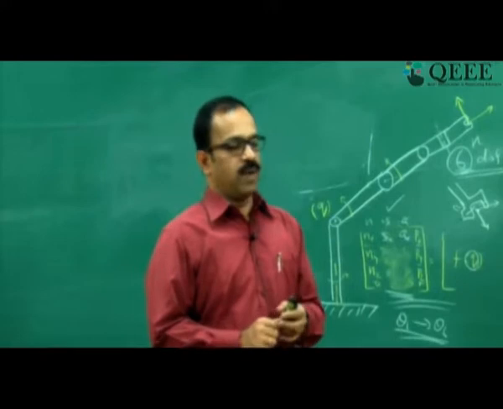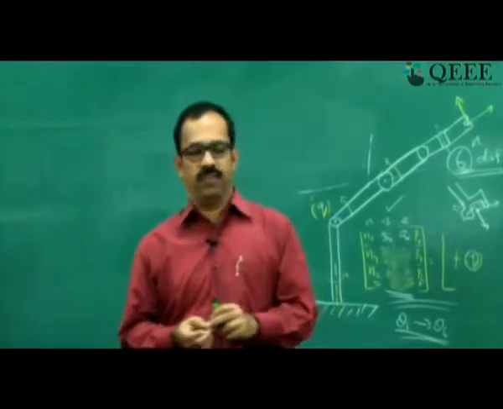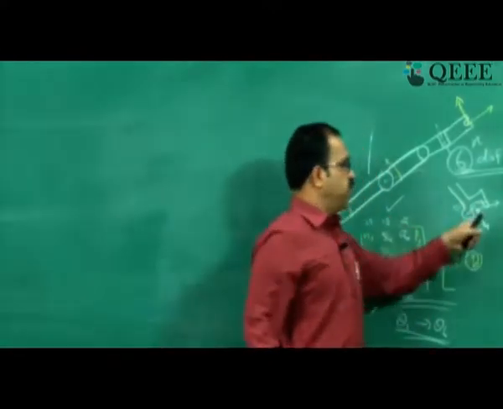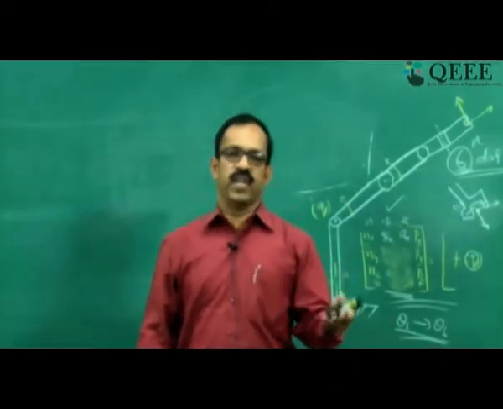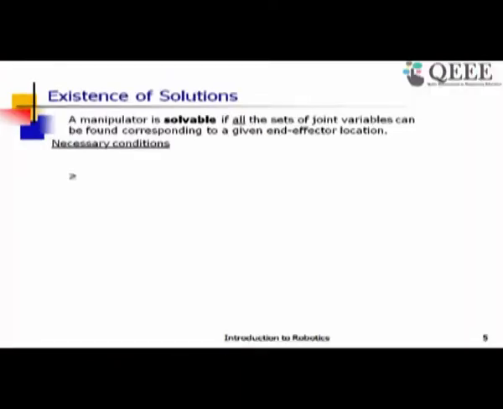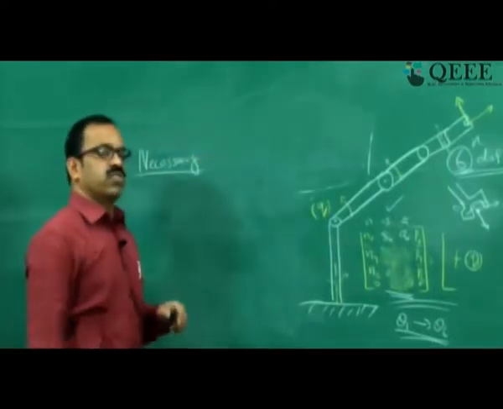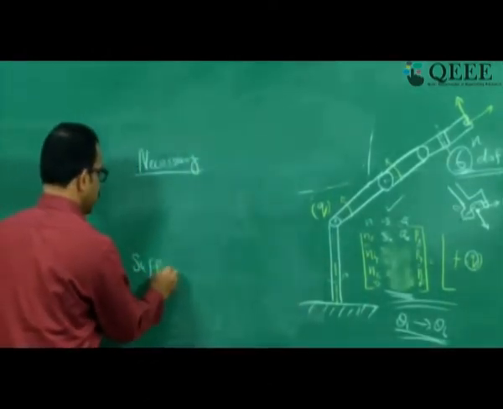So a manipulator is solvable if all the sets of joint variables can be found corresponding to a given end effector location. If an end effector location is given to you, if we can find out all the joint angles corresponding to this location, then we say it is solvable. That means the manipulator is a solvable one. And there are some conditions under which we can ensure this. So these are, first one is the necessary condition to have a solution. There are two, one is the necessary condition, the other one is the sufficient condition to get a closed form solution.